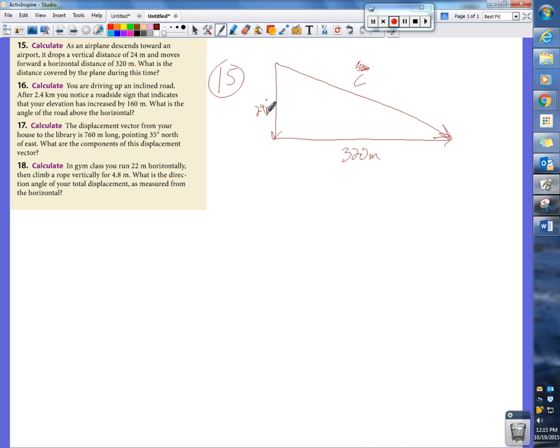Since this is vertically downward and horizontal, we can go immediately into the Pythagorean theorem. The magnitude of vector C is going to be equal to the square root of 24 squared plus 320 squared. And again, they don't ask for the angle, but if they did want to know the angle, it'd be the inverse tangent of the y, 24, divided by the x, 320. Both are pretty easy values to plug into our calculators.